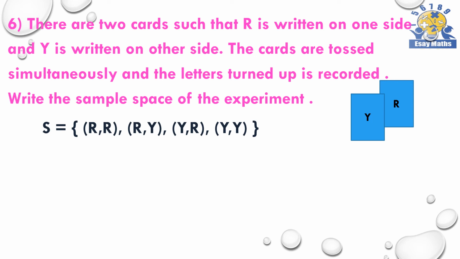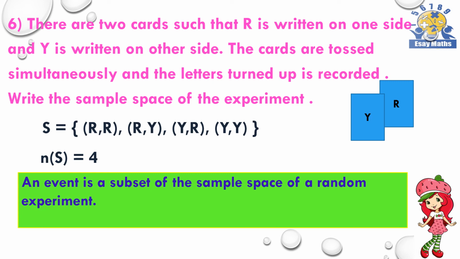When we are writing these possible outcomes, here you can see two cards, so we can use parentheses, it means normal brackets, to represent one outcome. Sample space with the elements RR, RY, YR and YY. Here one outcome is represented by a parenthesis. So how many outcomes are there? There are only 4 outcomes in the sample space. So n(S) is equal to 4.